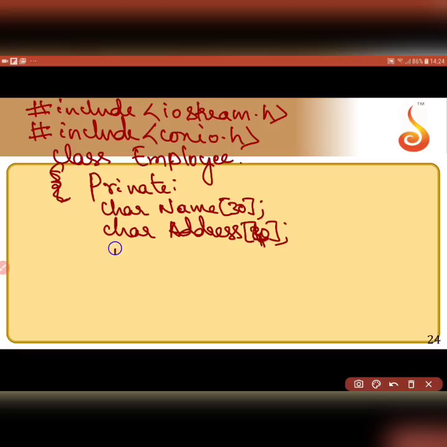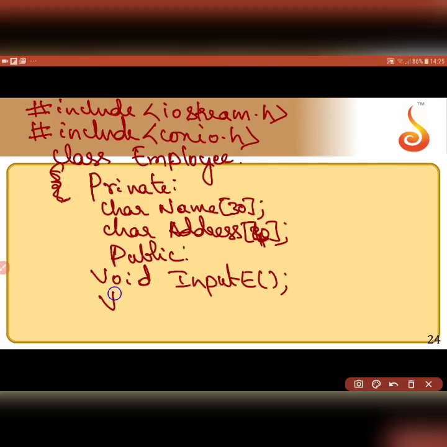Okay, then public. What we need to describe are the member functions. So let me say void input e for employee, so that it is easy for me to remember also. Void input e, then void display e, that is display employee, input employee.